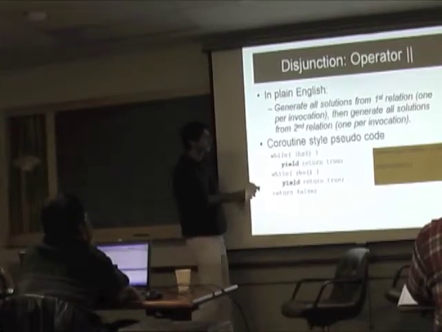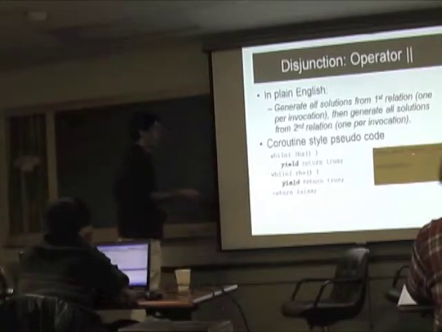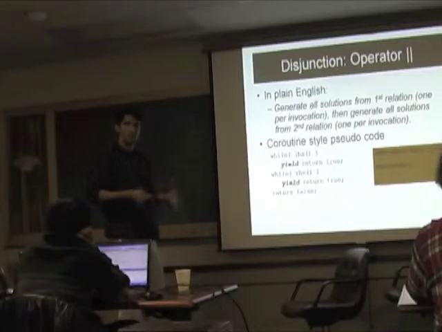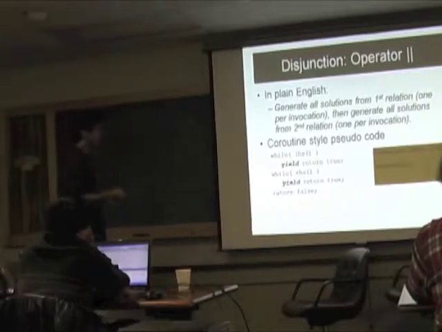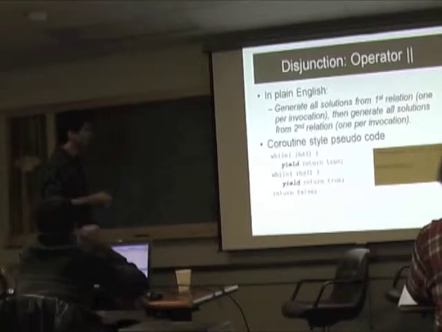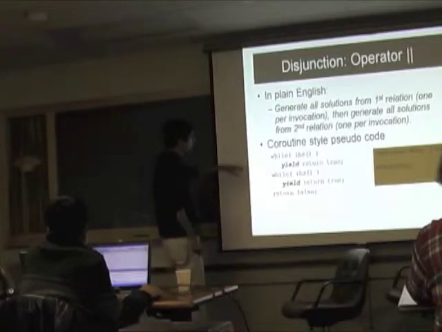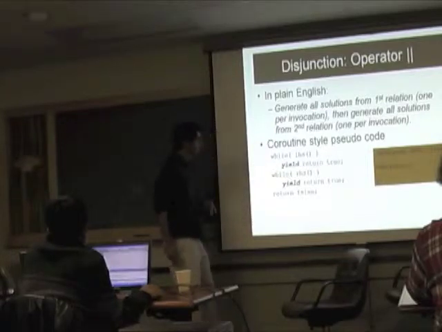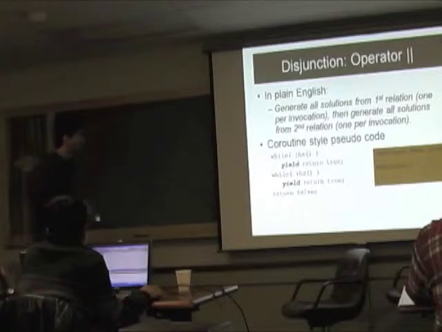So for instance, when you do something like parent is either father or mother, the OR operator will trigger the evaluation of father as long as it can generate solutions. Okay? And once father fails, he'll move on to mother. So that's all that's happening here. He's triggering the evaluation on the first argument, the first relation, and then on the second relation. Now, this is the important keyword here, yield. So I've sort of borrowed the syntax from C# or maybe even Python or something similar.